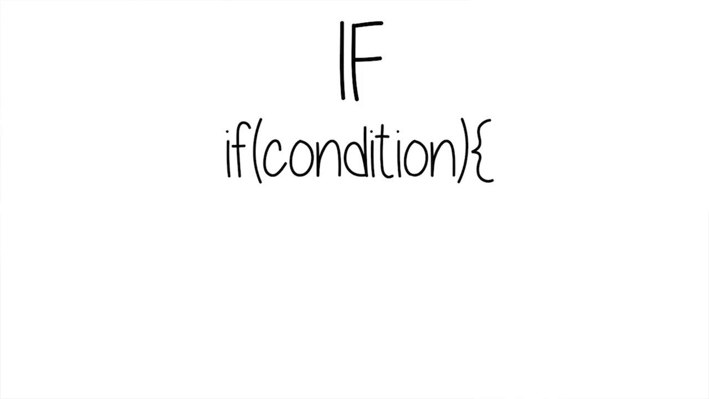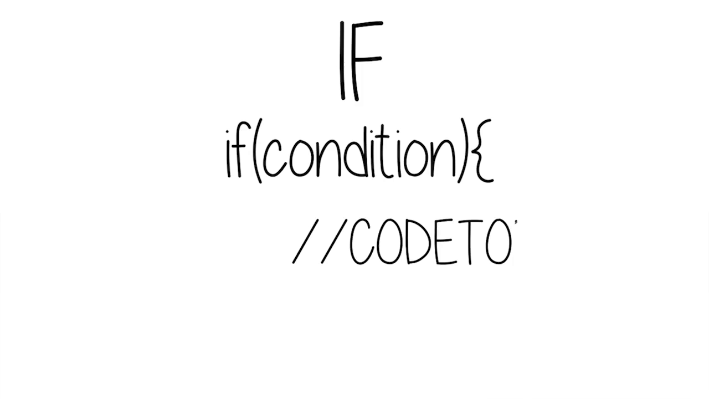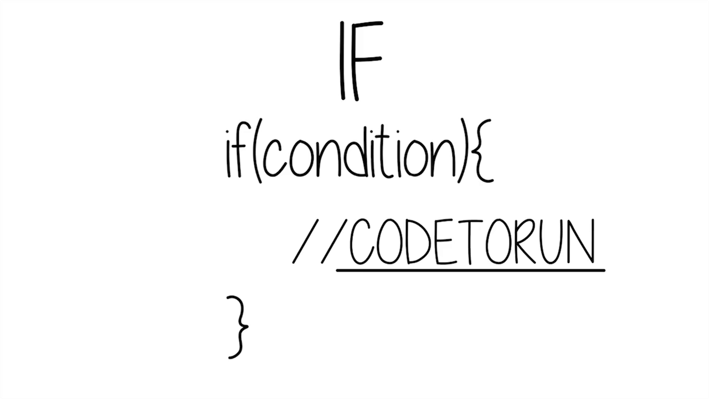Open up a curly brace. Inside here would be any of our code that we want to run directly underneath. And then when we're done, we close the curly brace. So that way it would be if whatever condition is equal to true, so on and so forth, then the code inside of these two curly braces would be what we want to run.